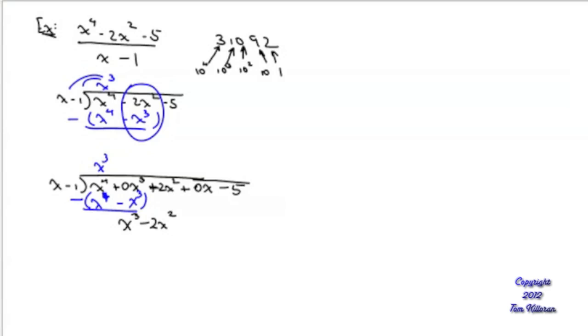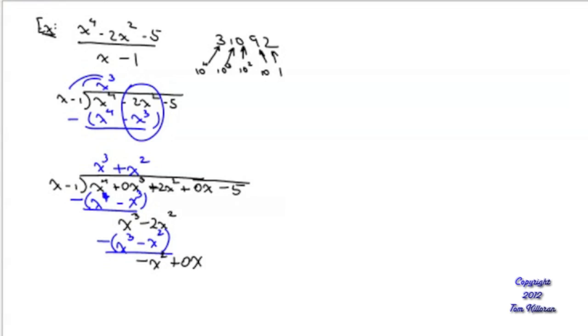What times x gives you x cubed? X squared. Positive x squared. X squared times x is x cubed. X squared times negative 1 is negative x squared. But you have to remember to change all the signs, so that's really positive x squared. So negative 2x squared plus x squared is negative x squared. And then bring down, even though it's nothing, you're still bringing down 0x.